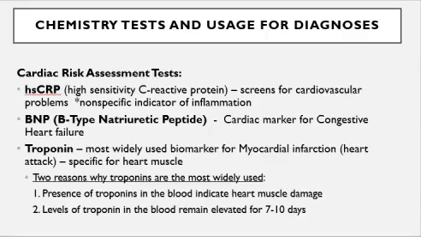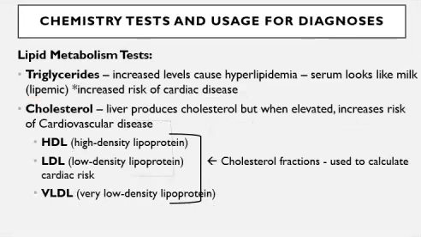The presence of troponins in the blood indicates that there has been some muscle damage to the heart, and the levels of troponin in the blood remain elevated for a long time, up to 7 to 10 days after the episode.